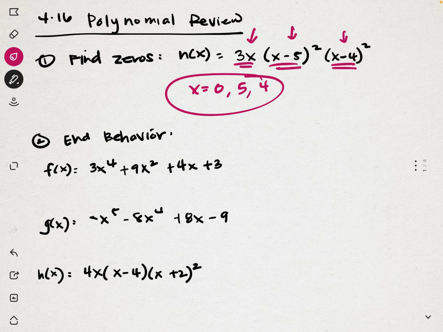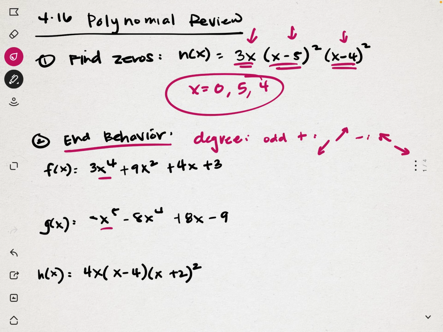Okay, on the end behavior thing, remember the end behavior depends on the degree, meaning the largest exponent. So anytime we have an odd degree, positive, it's going to have this end behavior. A negative would have the opposite end behavior. If it's an even degree, like any parabola, a positive would be up and up, a negative would be down and down.